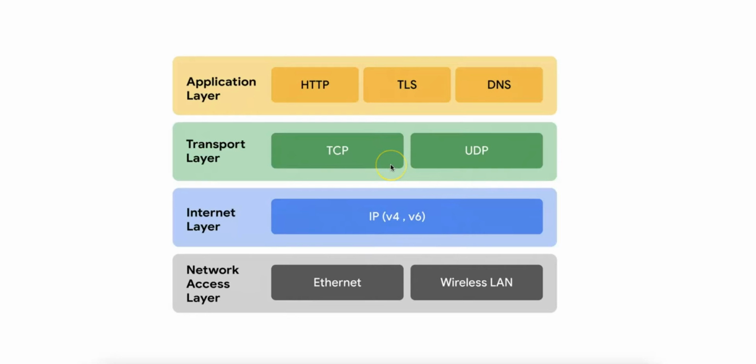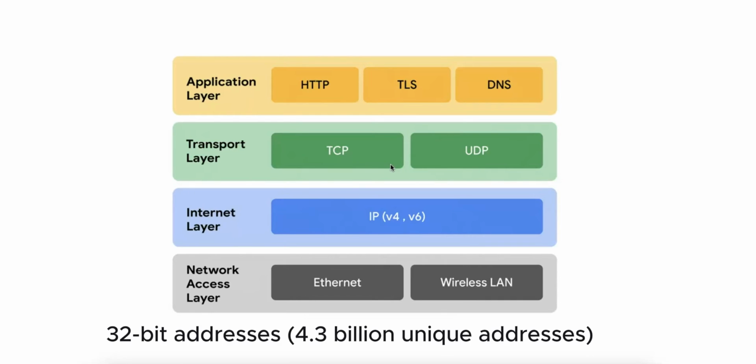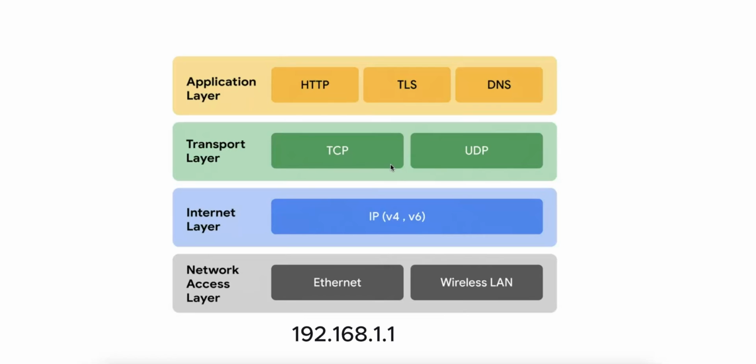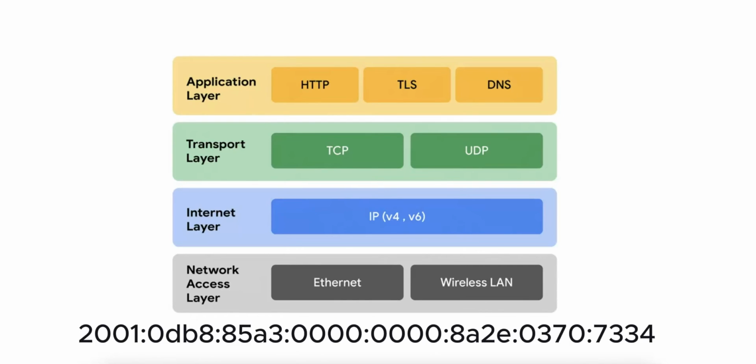There are two main IP versions, IPv4, or Internet Protocol version 4, and IPv6, which is Internet Protocol version 6. IPv4 uses 32-bit addresses, which allows for around 4.3 billion unique addresses, for example, 192.168.1.1. Due to IPv4 address exhaustion, IPv6 was introduced. It uses 128-bit addresses, allowing for a virtually limitless number of unique addresses. You can see a 128-bit IPv6 address on the screen.